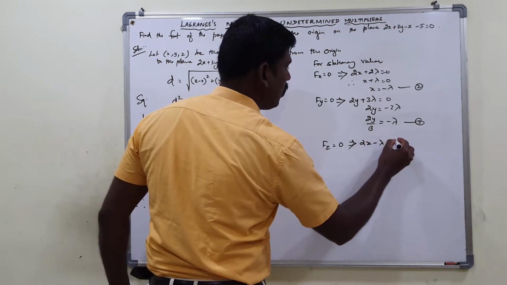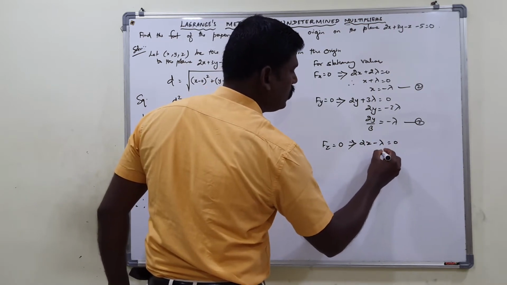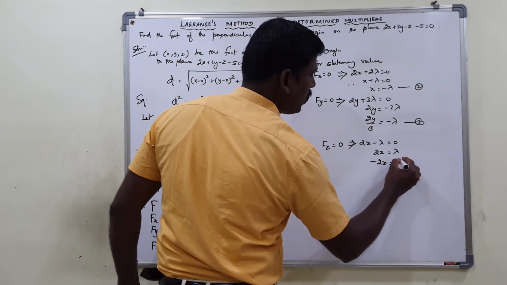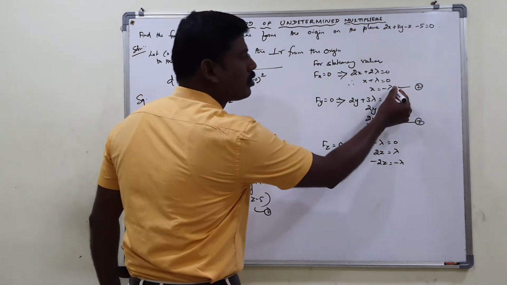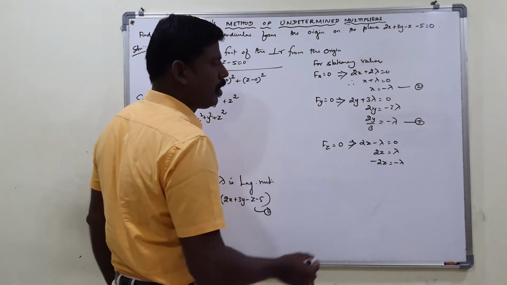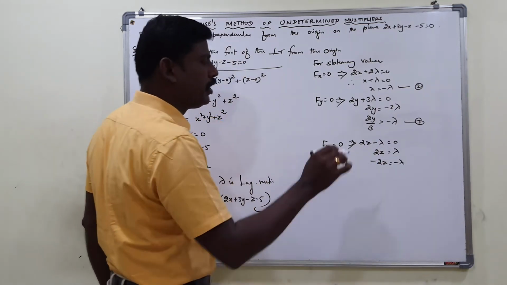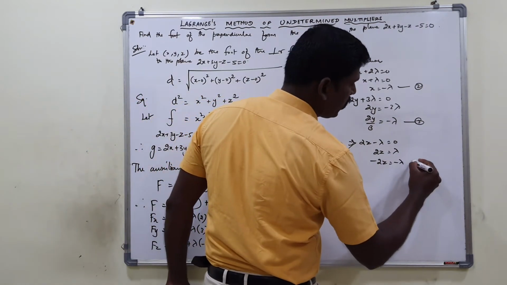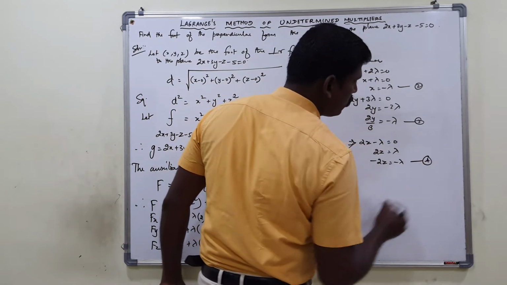2z minus lambda equal to 0. This implies 2z equal to what? Lambda. Right? So minus 2z equal to what? Minus lambda. Why do I multiply by minus? Because all the right hand sides are minus lambda. So here plus lambda is here. That's why, to make it into minus lambda, I just multiply both sides by minus 1. Okay. We call this equation number 4.